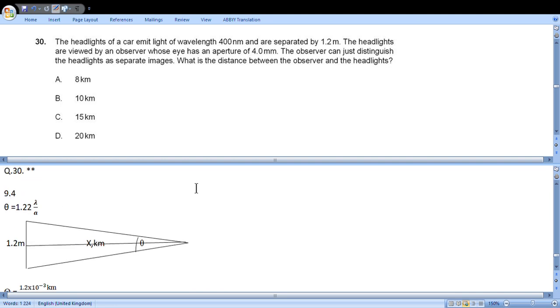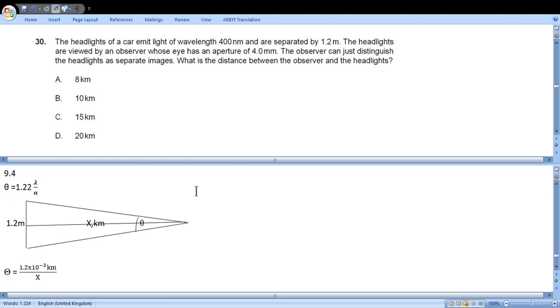That is, I think, not an easy question. The headlights of a car emit light of 400 nanometers and are separated by 1.2 meters. The headlights are viewed by an observer whose eye has an aperture of 4.0 millimeters. The observer can just resolve the headlights as separate images. What is the distance between the observer and the headlights?